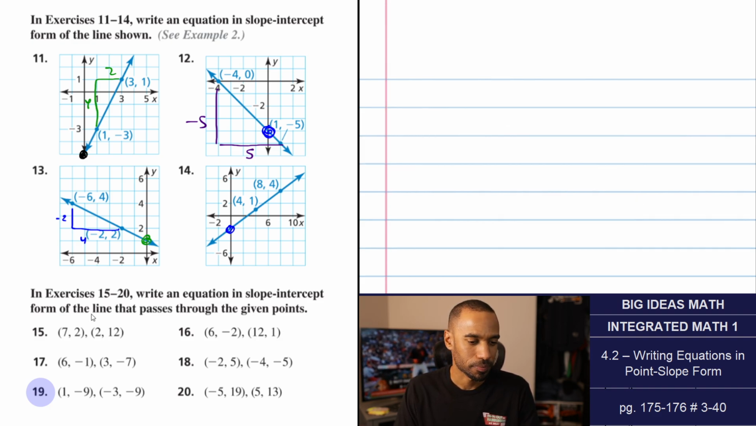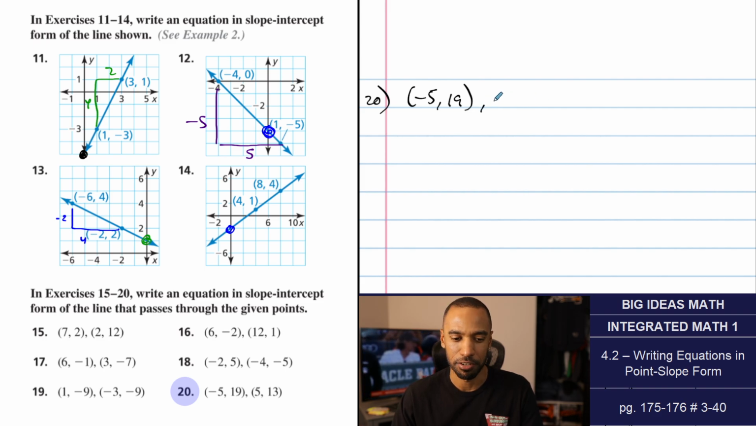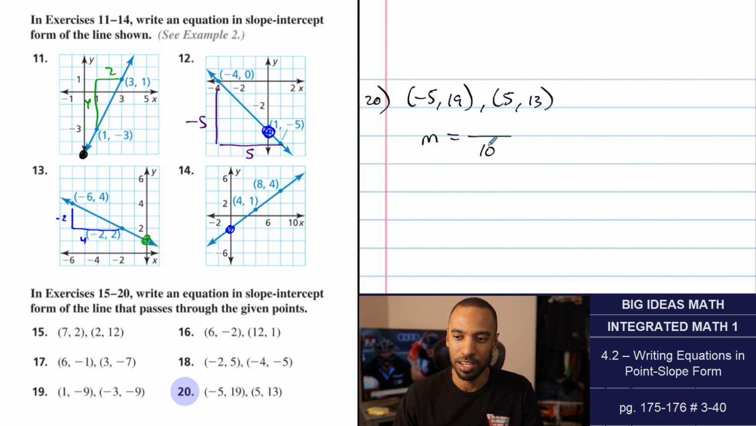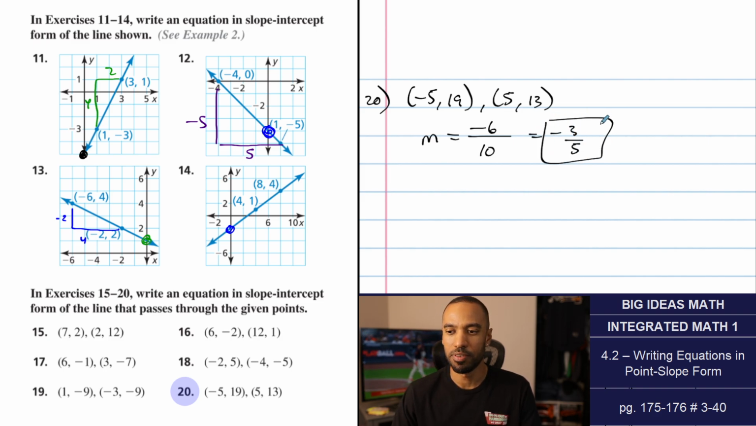Number 20. Number 20, we go from negative 5, 19 to 5, 13. I want to ask you this one out loud, see if we can come up with it. How far is it from negative 5 to 5? Don't tell me 0. How far is it from negative 5 to 5? It's 10, right? It's 10. So we have a run of 10 from this number to this number. So let's go down from 19 to 13. We're going down 6. We're going down. That's negative 3/5, okay? So I have a slope of negative 3/5.